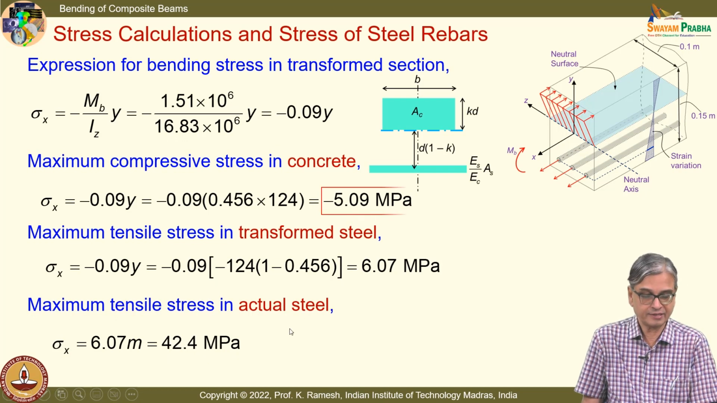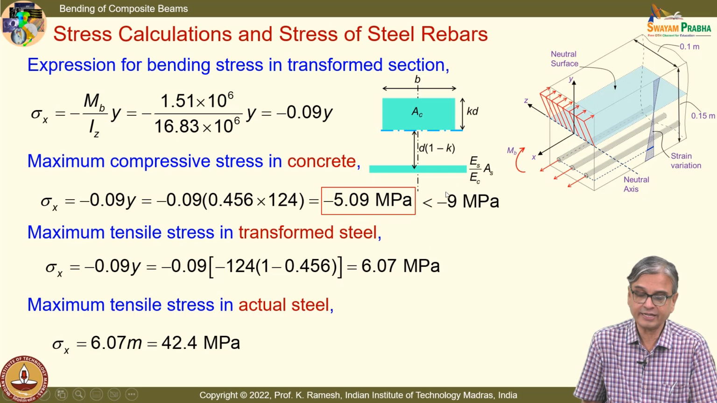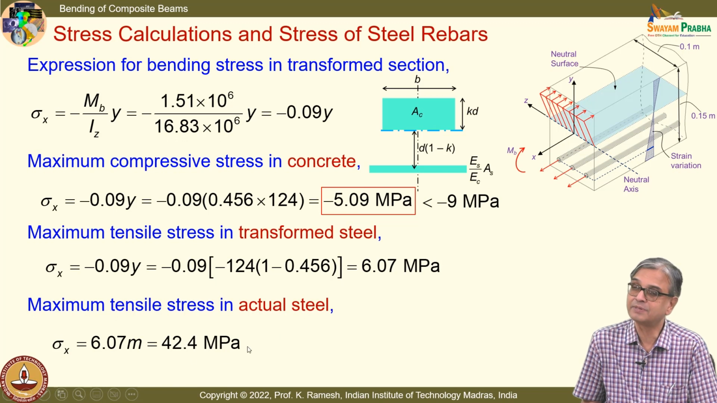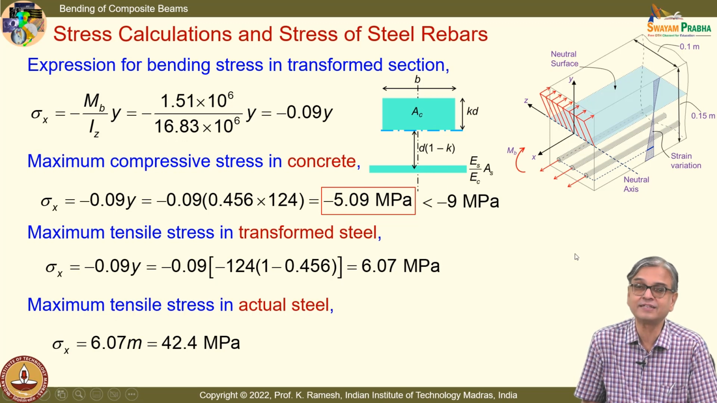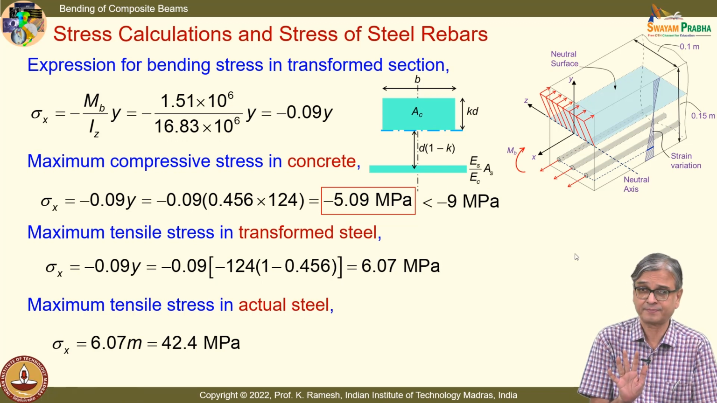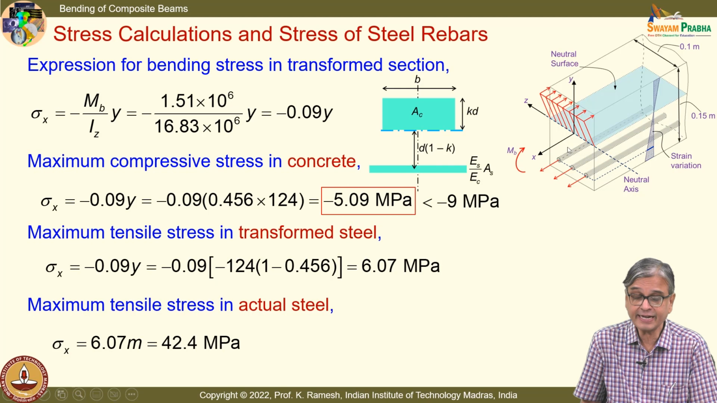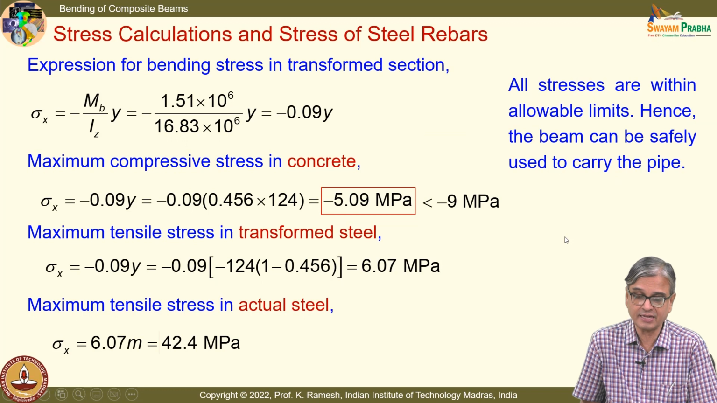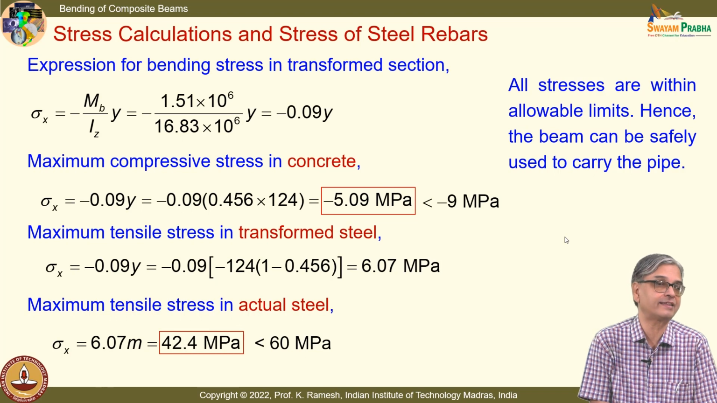And if you look at your basic requirement, concrete should withstand only 9 MPa, and steel about 60 MPa. I have got these numbers very close, and these two figures summarize what happens in the cross section. It is a very interesting problem, fine. The key point here is that the steel bars are perfectly embedded. So, all stresses are within the allowable limits. Hence, the beam can be safely used to carry the pipe.